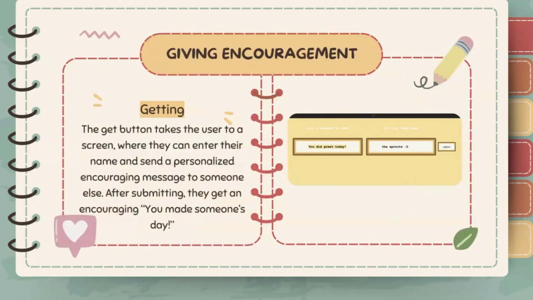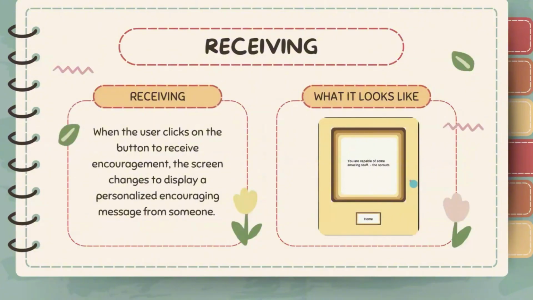Giving encouragement. The Give button takes the user to a screen where they can enter their name and send a personalized, encouraging message to someone else. After submitting, they get an encouraging "You made someone's day." Receiving encouragement. When the user clicks on the button to receive encouragement, the screen changes to display a personalized, encouraging message from someone. This is what it looks like.